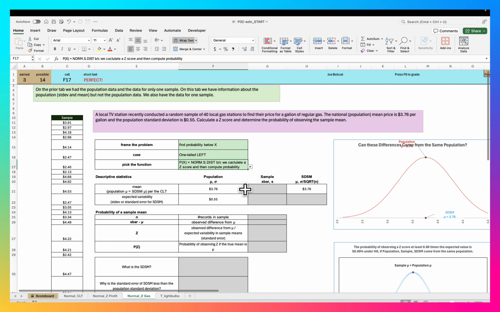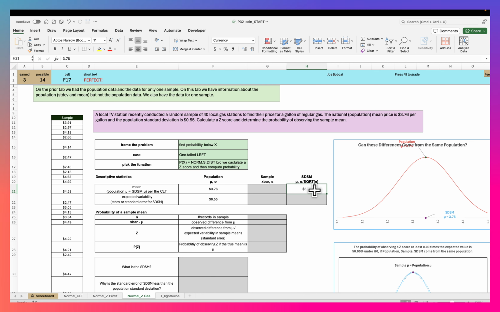From the problem, you don't even have to type it because we sort of gave it to you. We know that the price of gas is $3.76. By the time I distribute this, I might make you type these. From the problem, we know that the standard deviation is 55 cents, and from the central limit theorem, we know that this mean has to equal this mean. The sampling distribution mean has to equal the population mean.